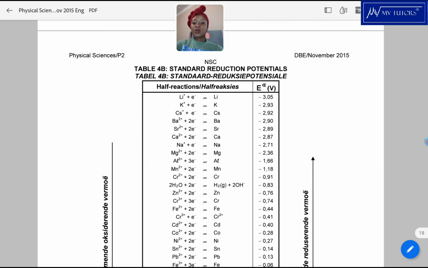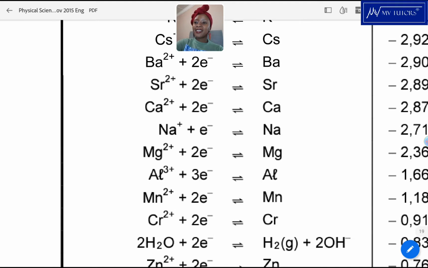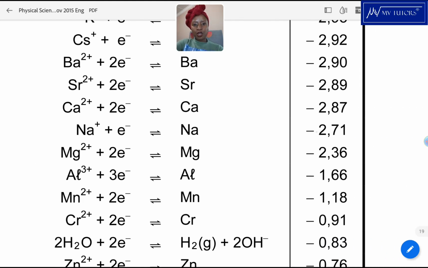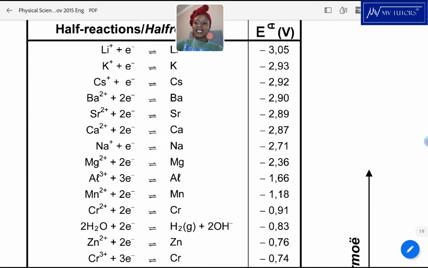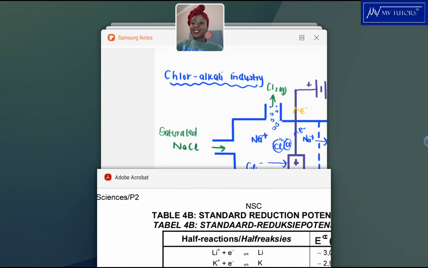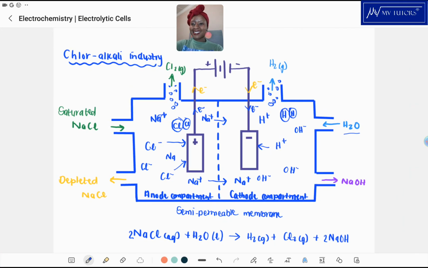So now let's go look for sodium. Okay, I see sodium over here. I don't know if you can see my cursor, but yes, there is sodium, and it has a negative voltage, guys. It has a negative 2.71. So definitely, if we're comparing sodium and hydrogen, we know that hydrogen wins. It takes the spot. So yes, hydrogen in this case will be reduced to hydrogen gas.